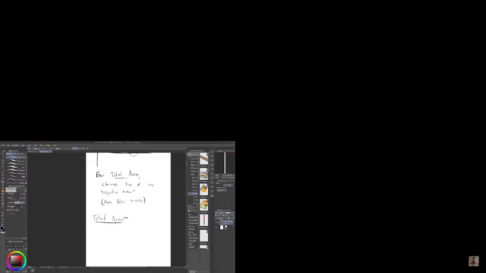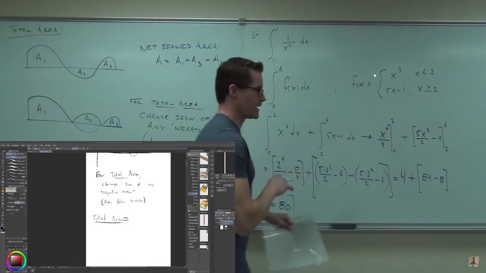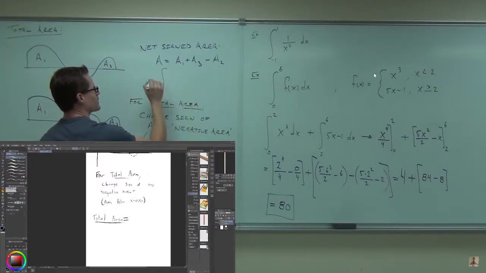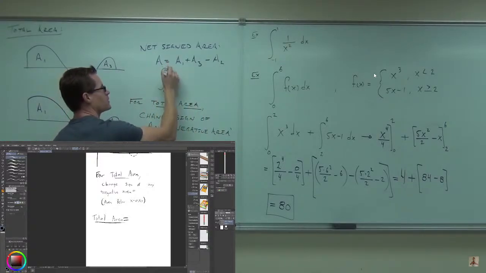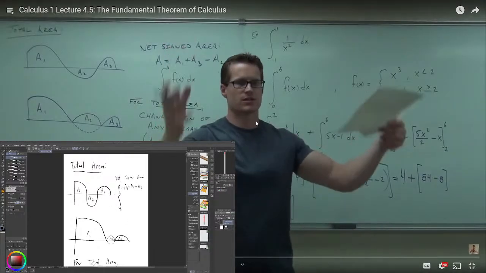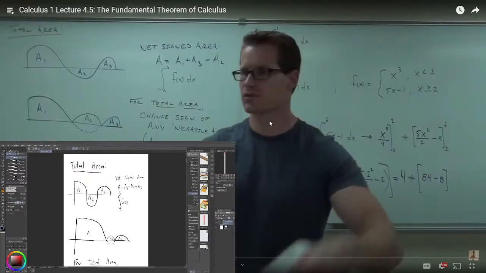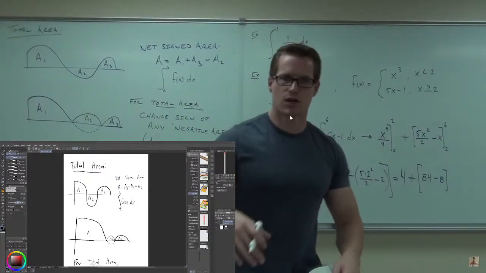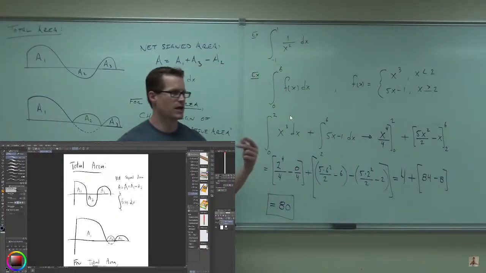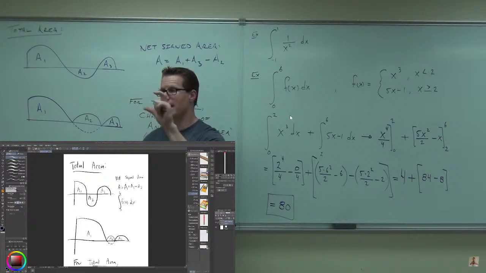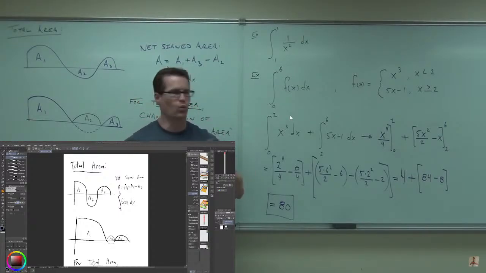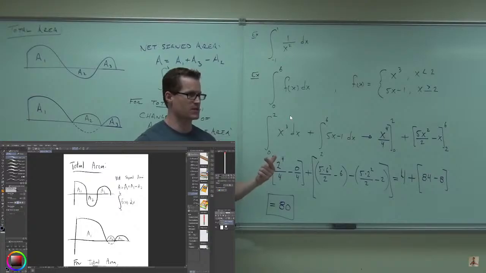Okay, now check it out. Here is net signed area. Net signed area said you start at A, you go to B, you just take the integral of whatever function you have, and whatever happens, happens. Positive area means most of it's above the x-axis. Negative area means most of it's below the x-axis. Even if we cross over, it just basically says your net change, what is mostly happening, whether you have more positive than negative or more negative than positive, no matter what it actually is on your graph. Does that make sense to you?